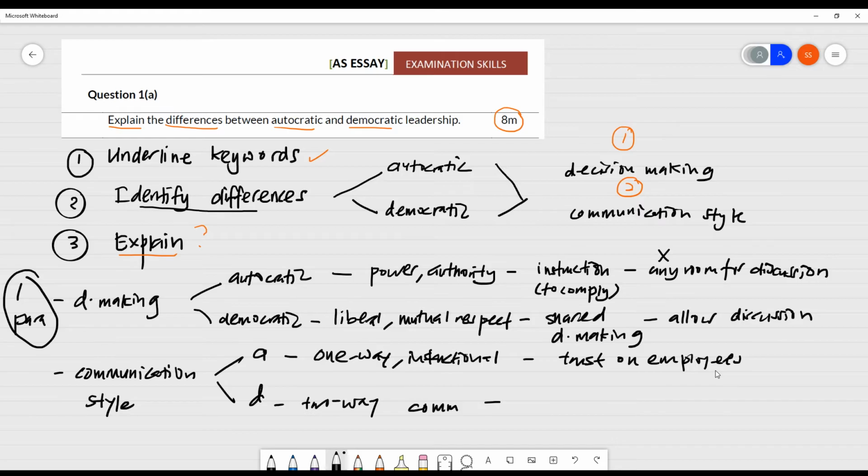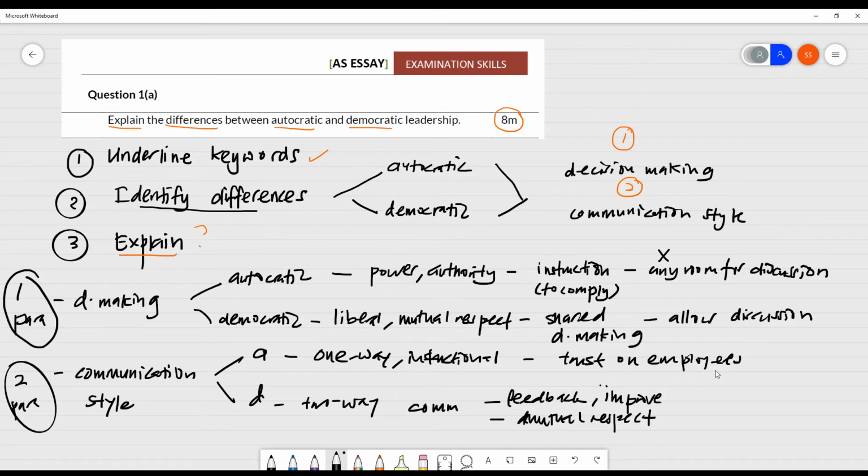A democratic leader allows for two-way communication. All right. This allows feedback. And this helps to improve decision making or improve communication. Okay. This is because the democratic leader is very much looking into providing mutual respect to their employees. They believe that the employees are capable of giving feedback, are able to provide input, and that makes the decision making or whatever the task at hand even more efficient, effective, productive, and things like that. So now these are the two paragraphs that you can come up with.